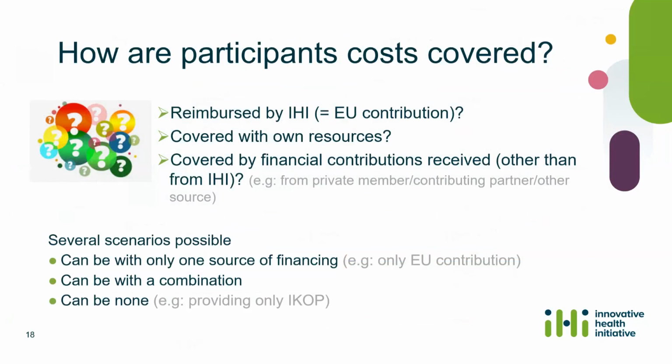So you can have different scenarios. It can be only one source of financing. It can be a combination of several ones. It can be none also. For instance, if a private member wants to provide only ICOP, then there will be no other sources of financing.